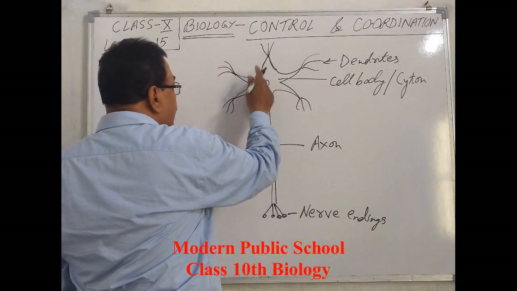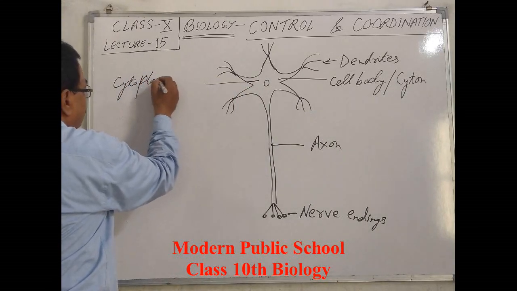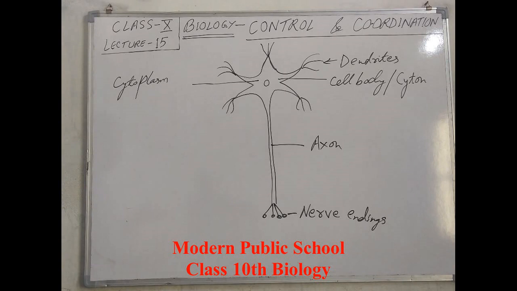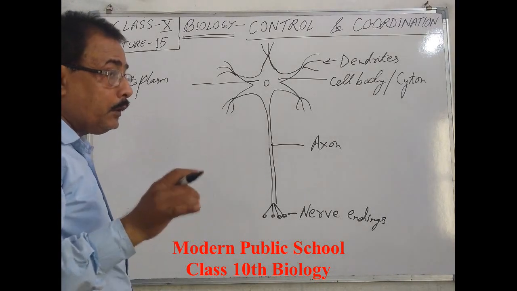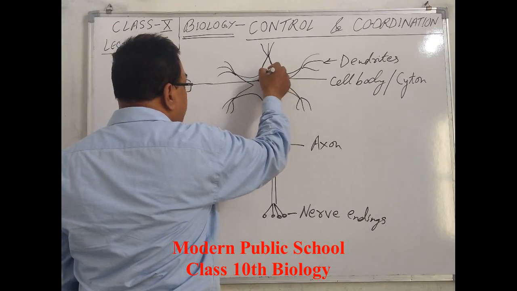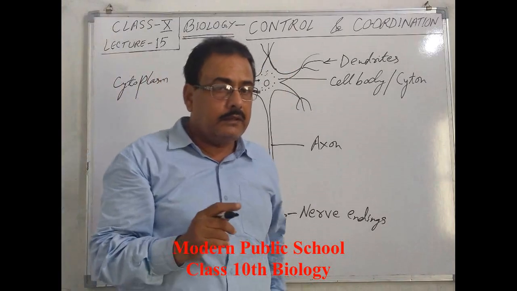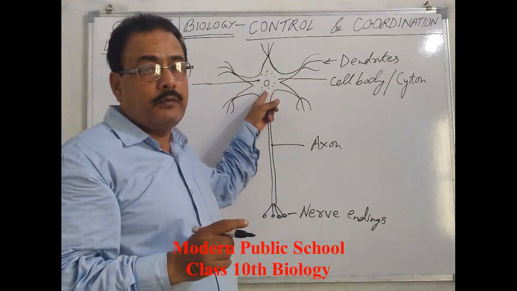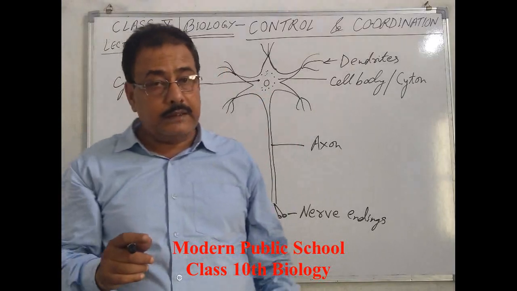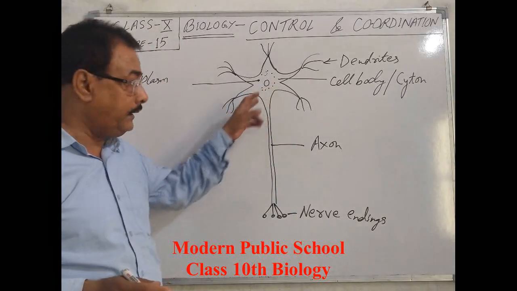In the cell body, cytoplasm is present. Usually in every cell, cytoplasm is present, you know. And the cytoplasm of a neuron or nerve cell contains dotted structures. These dotted structures are termed Nissl's granules. These Nissl's granules are peculiar to the nerve cell. They are present only in the cytoplasm of the nerve cell.